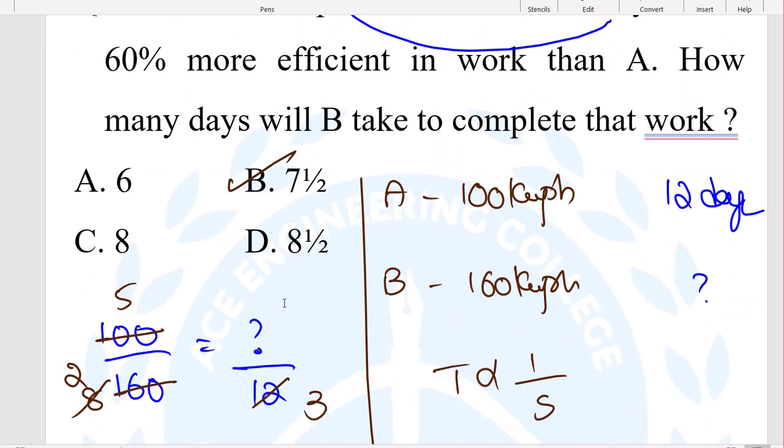See the next one. Hope you are done with this. Hope you understand. Time and work, actually an easy question they gave. But if you skip the topic, for whatever reason it might be, then you are losing here. It's a very straightforward question.